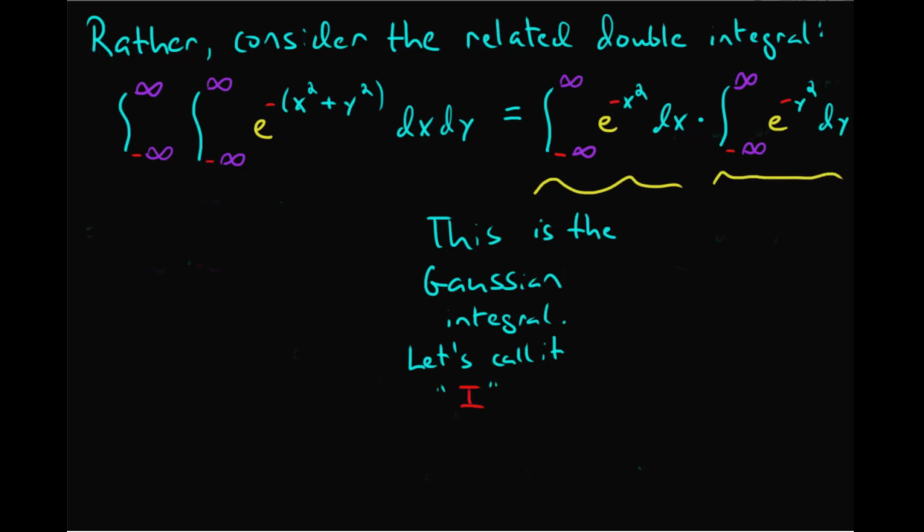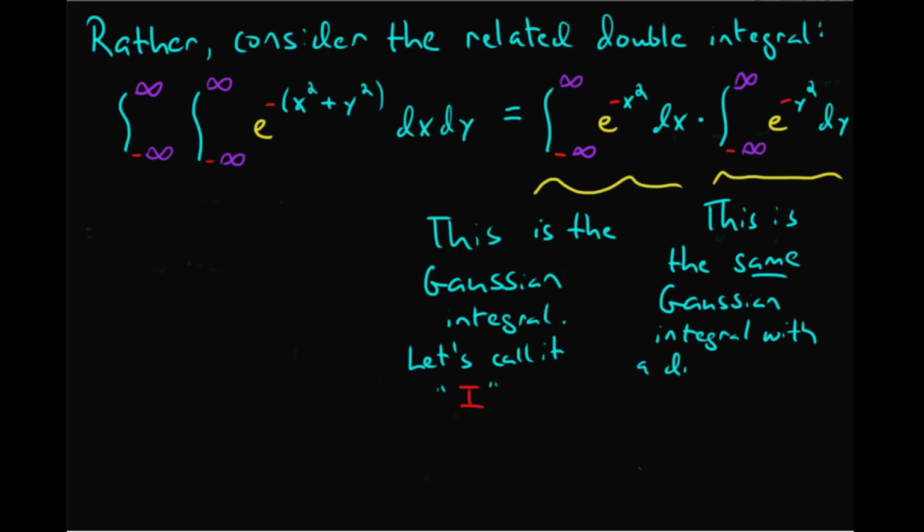But now if we look at the second term in the product, the integral from negative infinity to positive infinity of e to the negative y squared dy, a moment's thought would indicate that this is actually the same Gaussian integral, just written with a different variable in the expression. But the fact that it's written with a y instead of an x really doesn't change anything. y is actually just a dummy variable here. So it's also going to evaluate to the same value capital I.